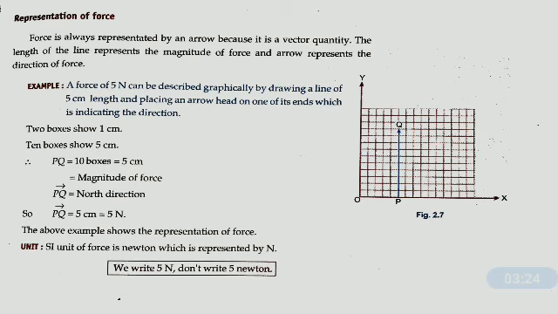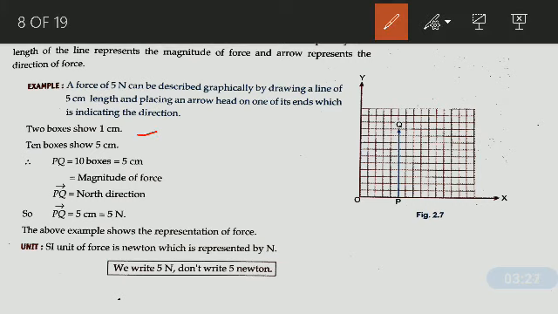So two boxes show 1 centimeter here. So 10 boxes will represent 5 centimeter. Now PQ is equivalent to 10 boxes. So 10 boxes is equal to 5 centimeter. This becomes the magnitude of force. So the magnitude of force is 5 centimeter. Now the arrow here indicates the direction. So this is towards the north direction. So we can write PQ equals 5 centimeter or 5 Newton.